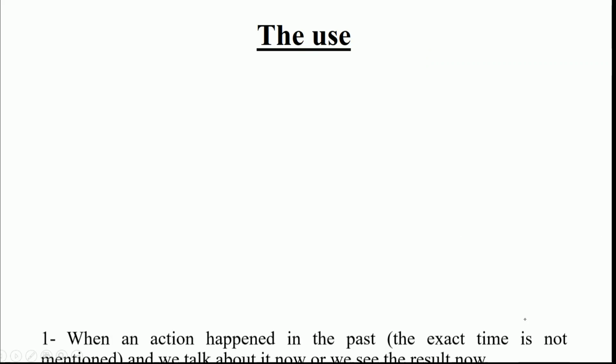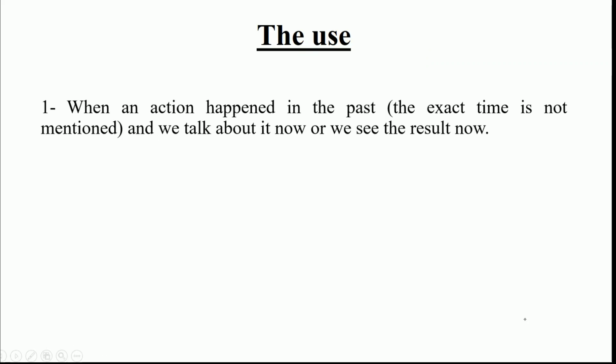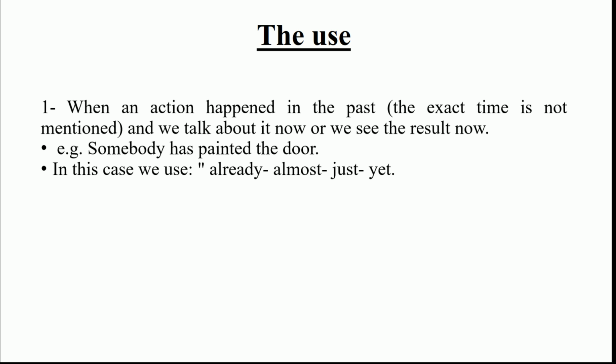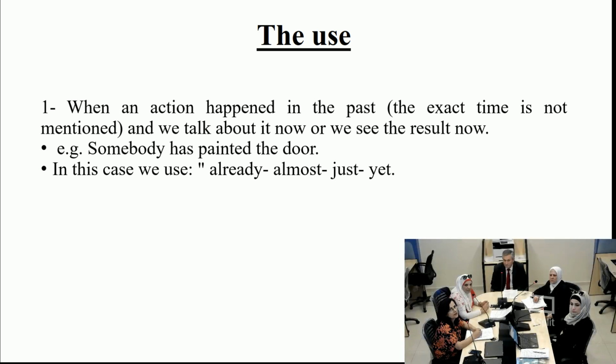The use. When an action happened in the past, the exact time is not mentioned, because when the time is mentioned, it would be past simple, not present perfect. This is the difference between the present perfect and the simple past. And when we talk about it now, or when we see the result now. Somebody has painted the door. So the result is that the door is painted. In this case, we use already, almost, just, or yet.